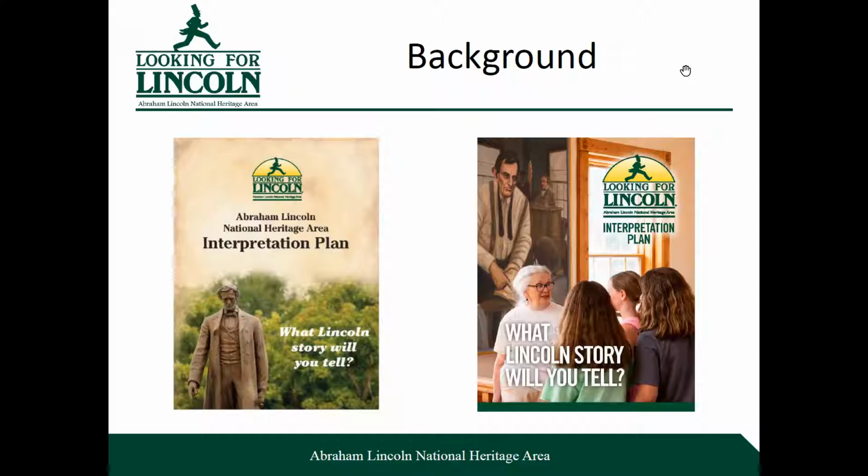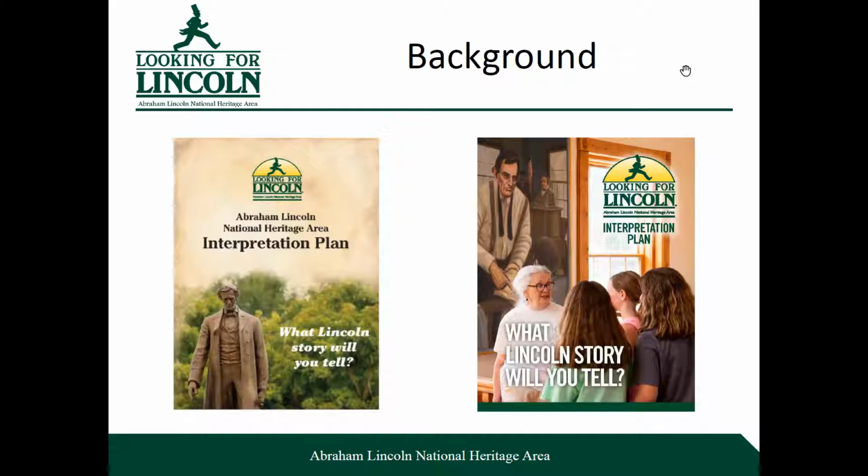I don't want to go any further without crediting the group of people who helped to work on this interpretive plan. As many of you know, most of what we do in the heritage area, we do in collaboration with our partners. So there was an ad hoc committee of individuals who worked on revising the interpretation plan. Those people were Tim Townsend from the National Park Service at Lincoln Home, Ann Mosley from the Sangamon Experience at University of Illinois, Sue Richter from the Vermilion County Museum, and Pat Kane from the Museum of the Grand Prairie, as well as staff from Looking for Lincoln.